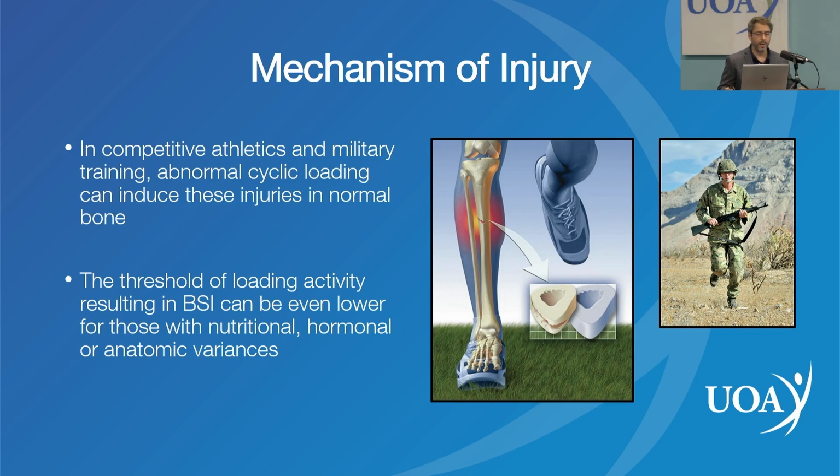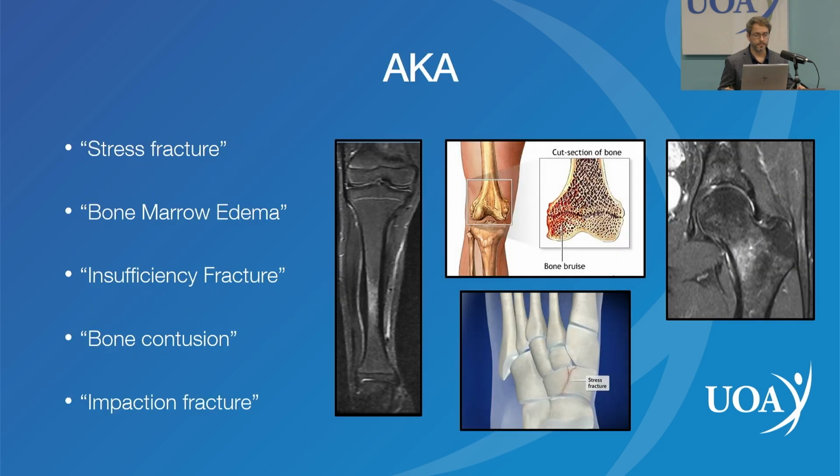We see this normally from abnormal cyclic loading, particularly in competitive athletics and military training. The threshold of this loading can actually be lowered by nutritional factors, hormonal factors, or anatomic factors. Bone stress injury is an umbrella term for many different kinds of conditions, and you'll hear terms such as stress fracture, bone marrow edema, insufficiency fracture, bone contusion, impaction fracture, all of which are a little bit more specific and include things like trauma or degenerative disease, but basically fall under the same moniker. And a lot of times we'll see these mostly in radiology or MRI reports.